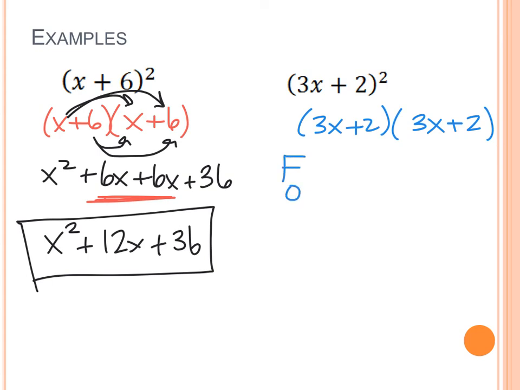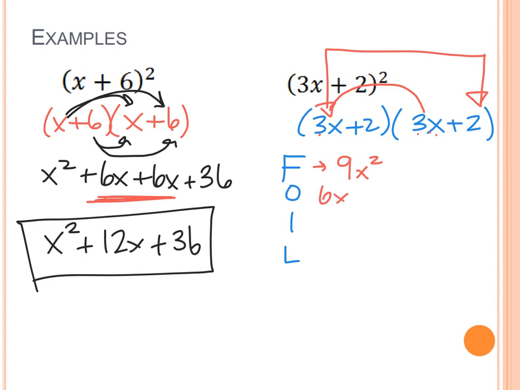So I'll write out my 4 letters here, and I'm just going to come up with the individual terms from doing that FOIL method. So the first terms would be these two. So 3x times 3x. Now that's a little tricky, but what we're basically going to do is multiply the numbers and then multiply the variables. So 3 times 3 is 9, and x times x would be x squared. So notice that we're not only multiplying the numbers, but we're also multiplying the variables. So we get 9x squared. The outside terms would be 3x and 2. So 3 times 2 would give us 6, times x would give us 6x.